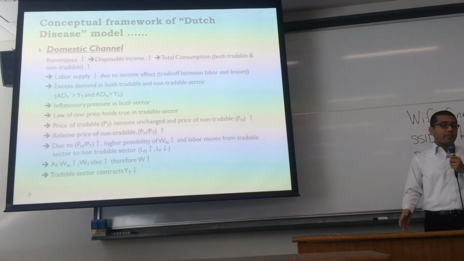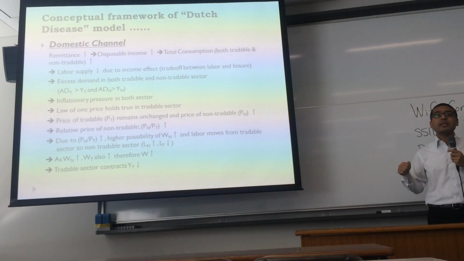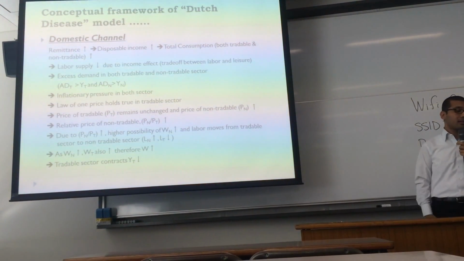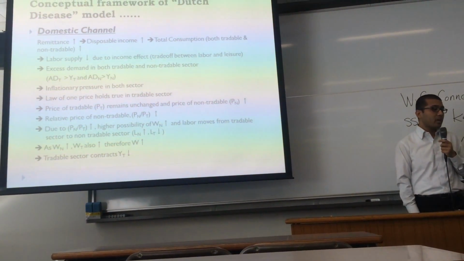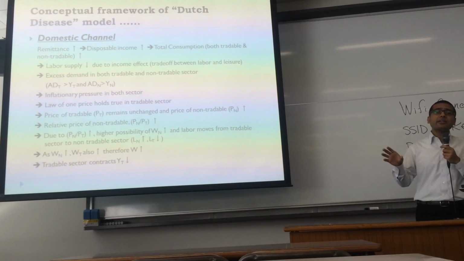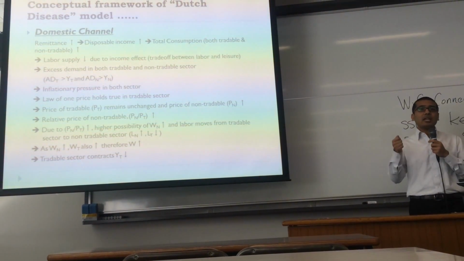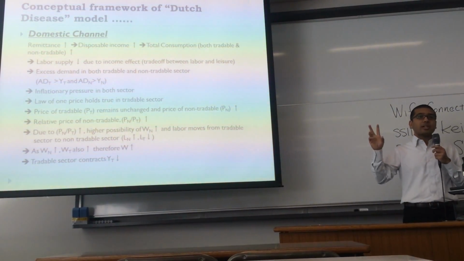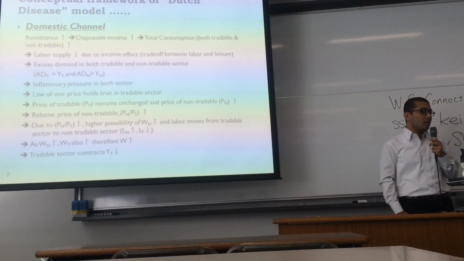And there will be a labor supply decrease because the income effect will be dominant. So people tend to work less because they have a lot of money to spend. So there will be higher demand and less supply, which means there will be inflationary pressure. So there are two sectors, and both sectors are facing inflationary pressure.